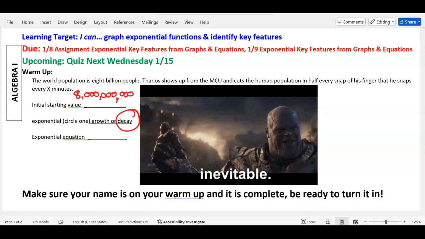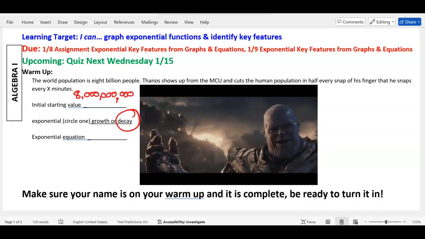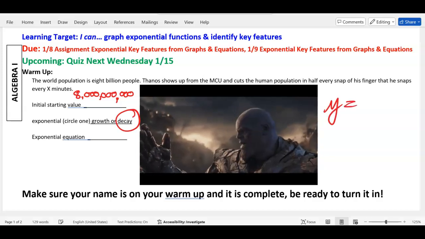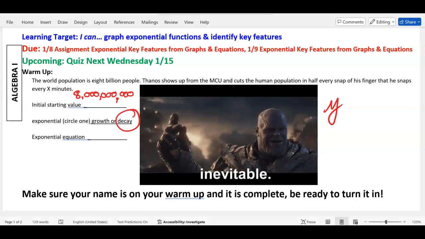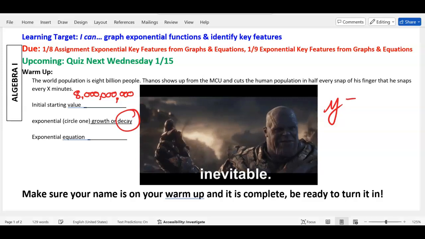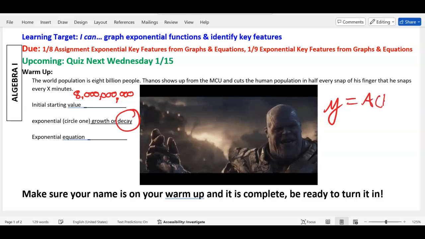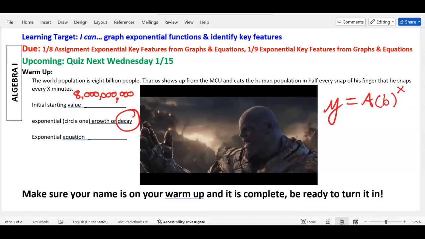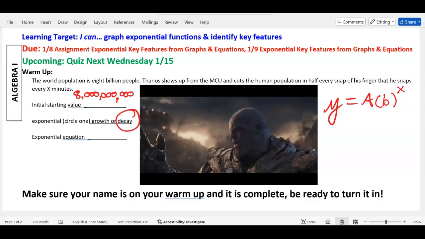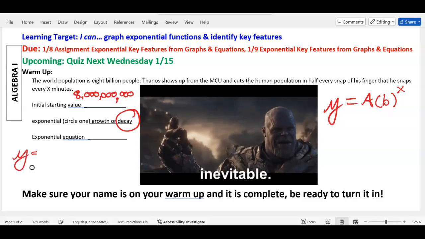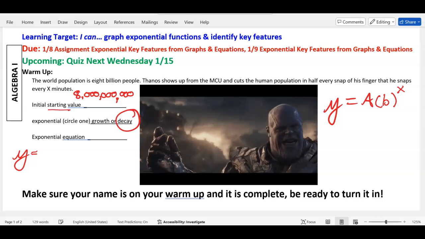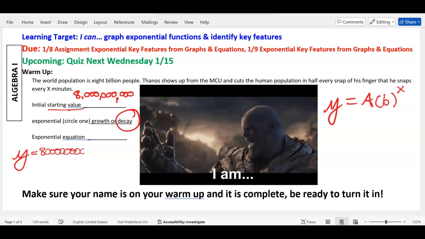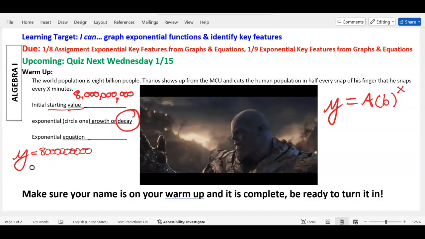Right? Now, here's the question. What is the equation? So do y'all remember that the equation is of the form y equals a times b to the power of x, right? A is the y-intercept or the starting amount, b is the rate, and then x is in the exponent. So my equation would be y equals a, which is my starting value, 8 billion. 1, 2, 3, 4, 5, 6, 7, 8, 9. 8 billion.